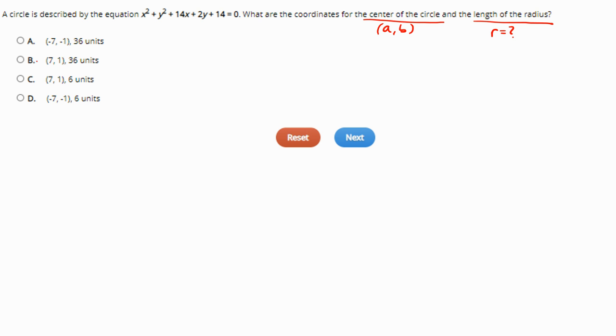And that's what we see on the left for our options. So this is the same problem that we have been working on already. We have to convert it to standard form and then be able to state the center and the radius. Let's give it a shot.